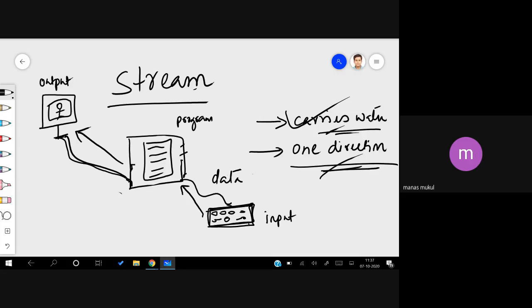Now, there are two different streams here, which I have drawn on the piece of paper. One stream is called the input stream, and the other is called the output stream. One of the streams is used for reading, and the other is used for writing. Did you understand this? One is used for reading the data and the other is used for writing the data.